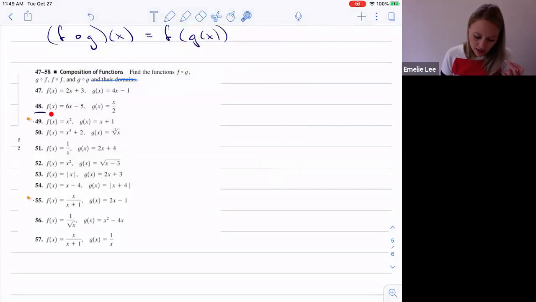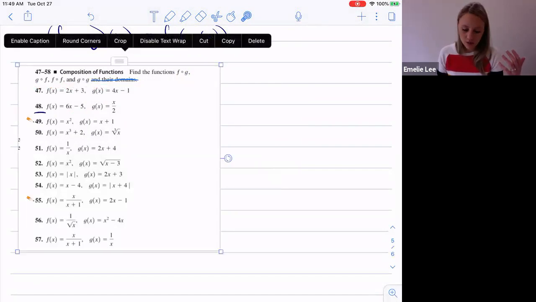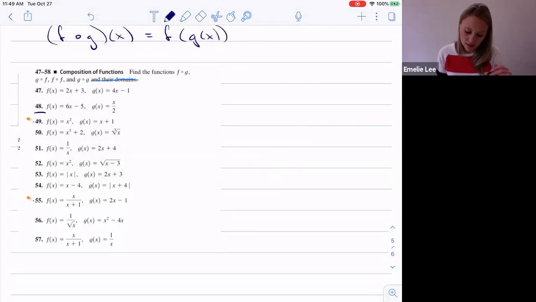And so I'm given f is 6x minus 5, and I'm given g, which is x over 2. I'm going to find f composed with g, g composed with f, f composed with f, and g composed with g, right? And so we're going to get all these different functions out of this.